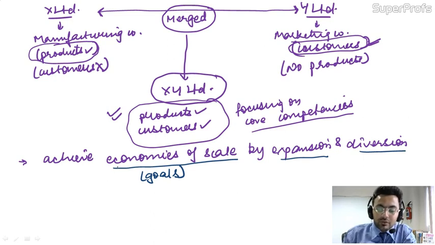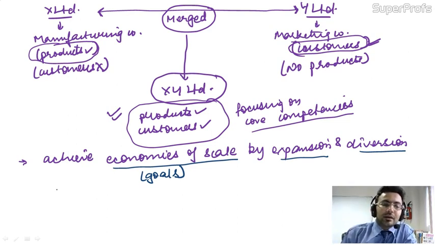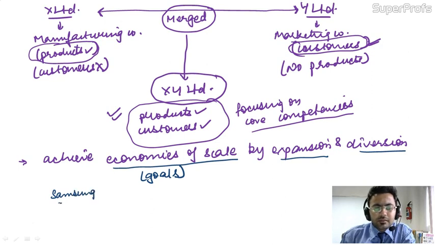Next point. Should I go ahead? I'm not going to explain each and every point. You can achieve goals by expansion. Let us suppose a company is in India. That company is Samsung India.